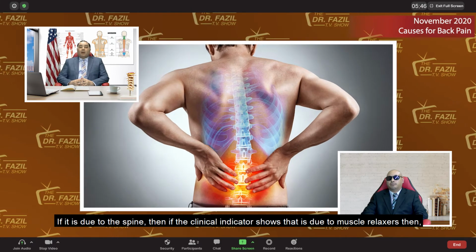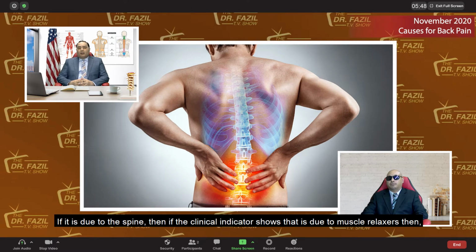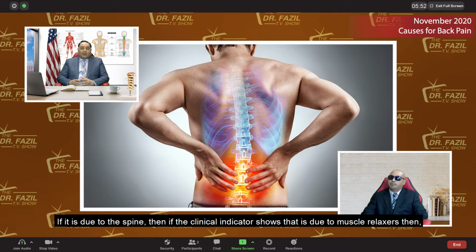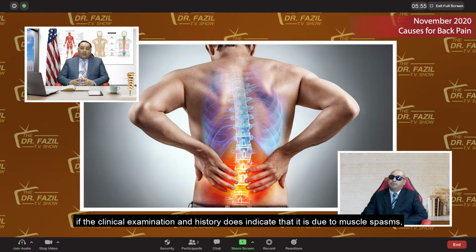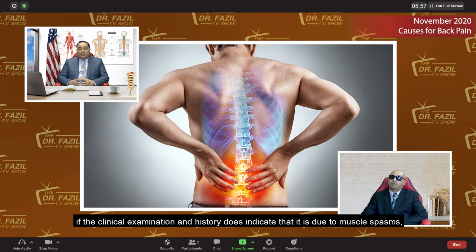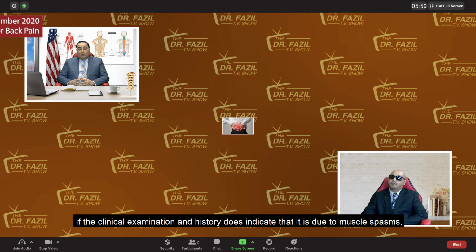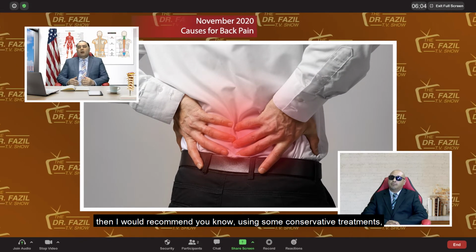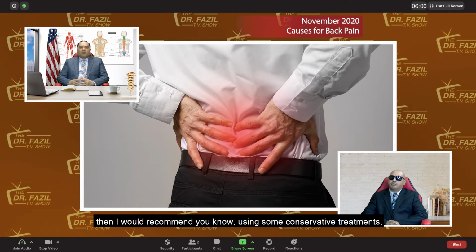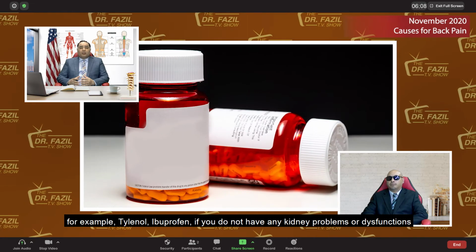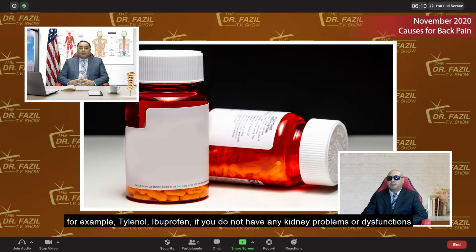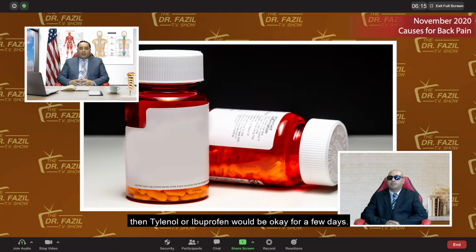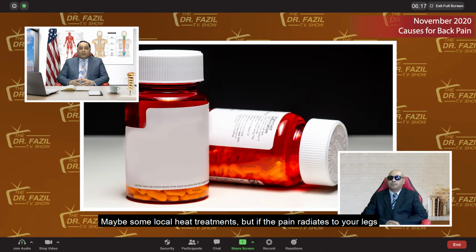If it is due to the spine, and the clinical examination and history indicate it is due to muscle spasm, then I will recommend conservative treatment, for example Tylenol, ibuprofen. If you do not have any kidney problem or dysfunction, then Tylenol or ibuprofen would be okay for a few days. Maybe some local heat treatment.